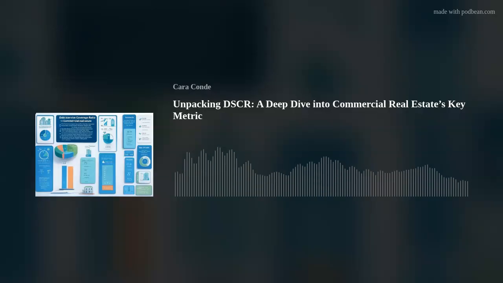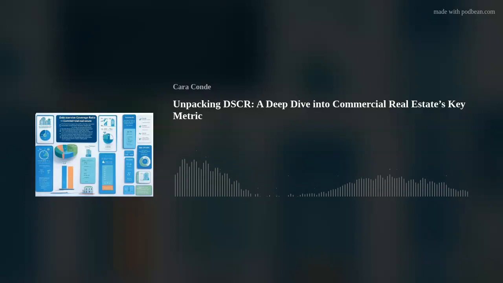So we've talked about these general ranges, but Cara Conde mentions that the required DSCR can really vary a lot. What are the biggest factors that cause that variation? There are a few key things that influence DSCR requirements. First, different lenders have different appetites for risk.